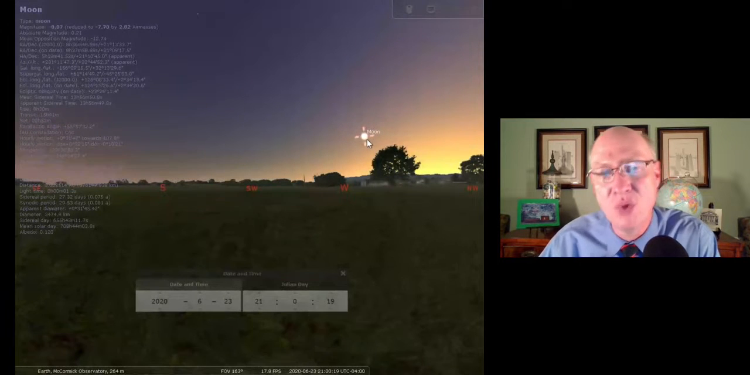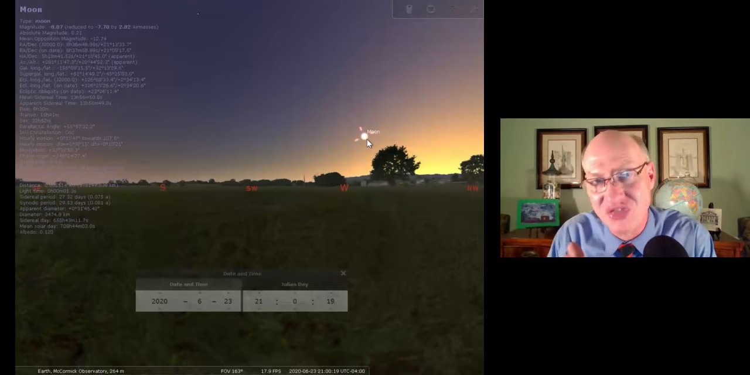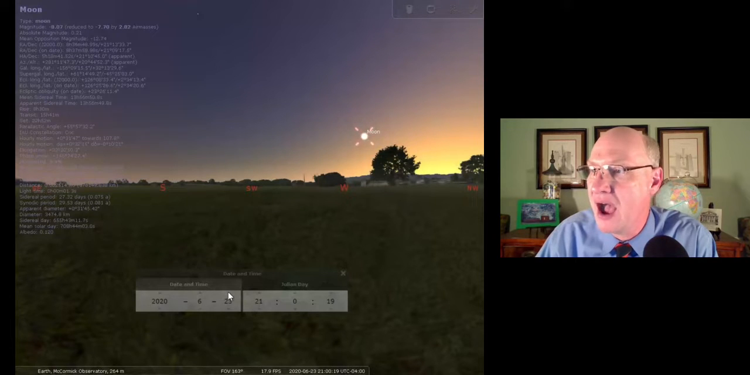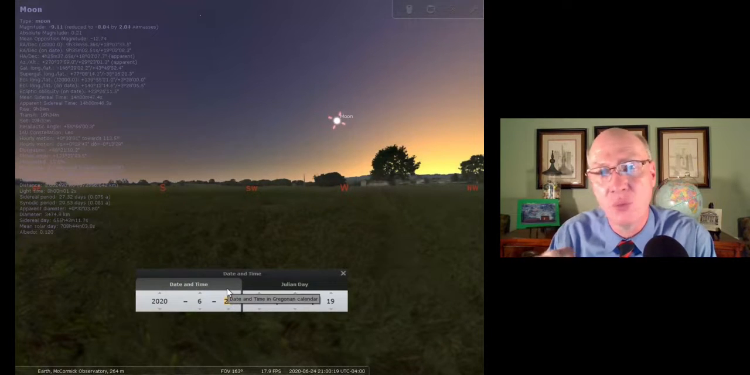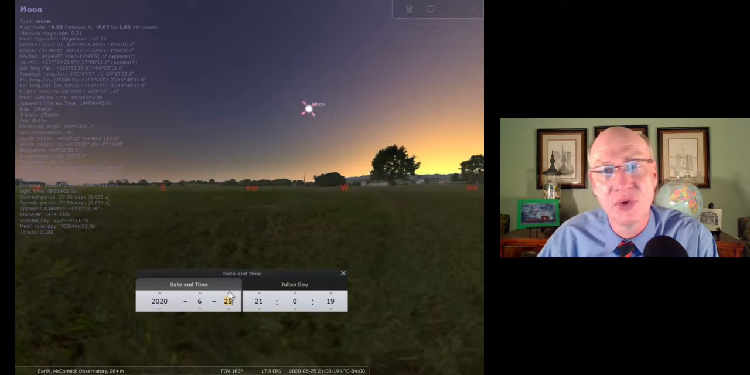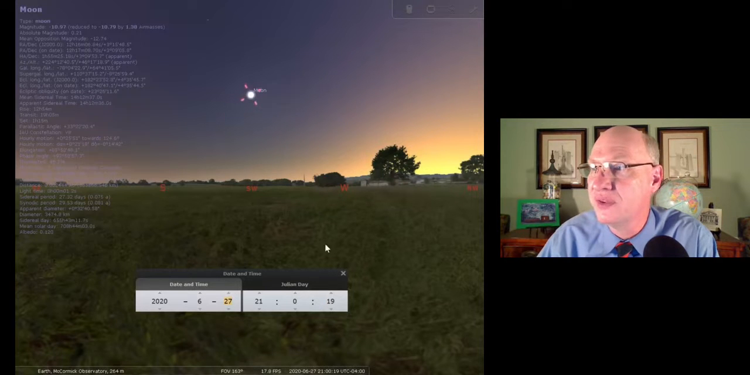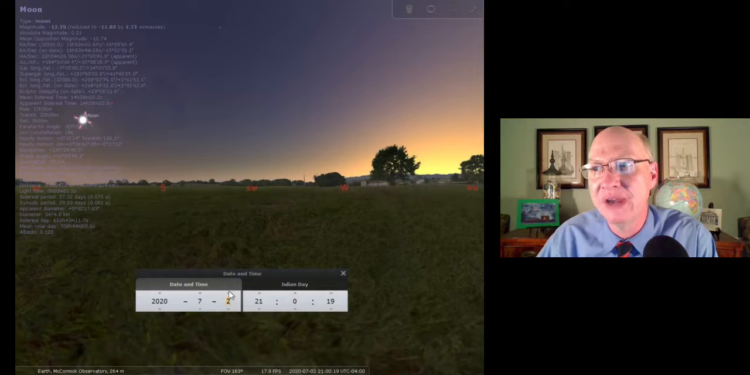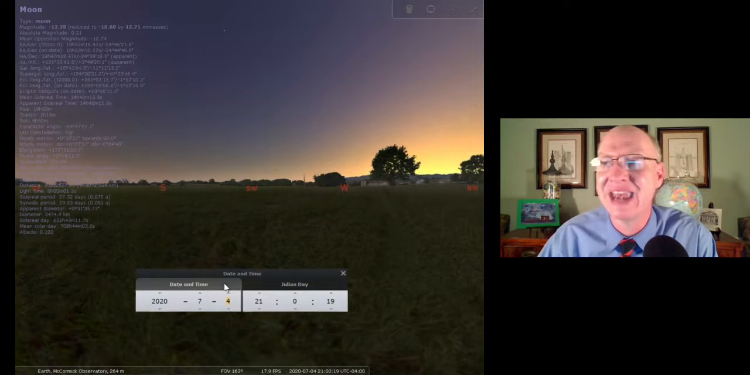Remember, on the 23rd, the moon is a thin waxing crescent. On the 24th, it was a little bit wider, but it's also a little bit further away from the sun. On the 25th, it's a little bit further away from the sun and a little bit wider. On the 26th, it gets wider still. And the 27th, there was our first quarter moon, and it's even further from the sun. Every day, as the moon gets bigger, it's getting farther and farther from the sun in the sky.